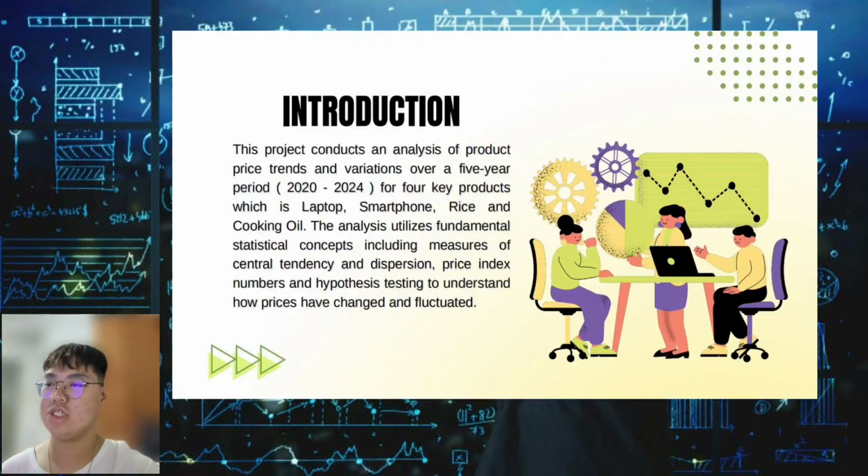Right, move to the next slide, which is the introduction of our mini project. This project conducts an analysis of product price trends and variation over a 5-year period, starting from 2020 to 2024, which is the COVID-19 period, for 4 key products: laptop, smartphone, rice, and cooking oil. The analysis utilized fundamental statistical concepts, including measure of central tendency, dispersion, price index numbers, and hypothesis testing to understand how prices have changed and fluctuated.